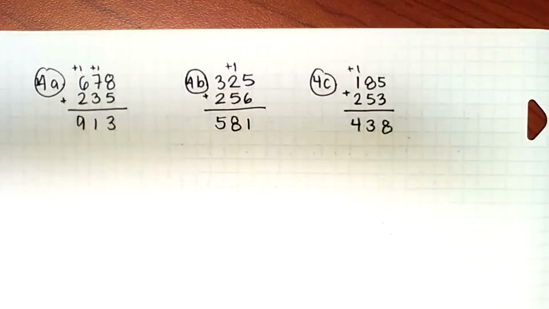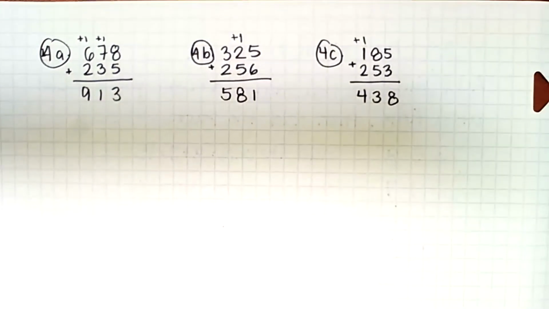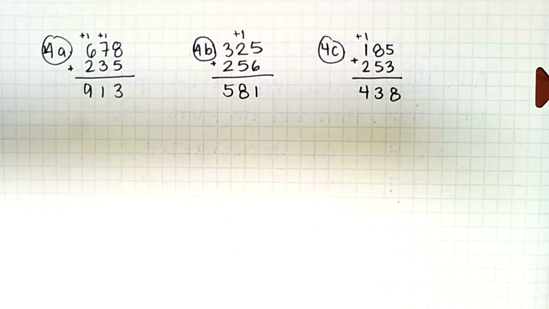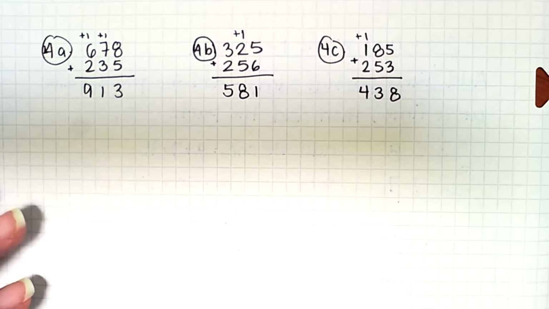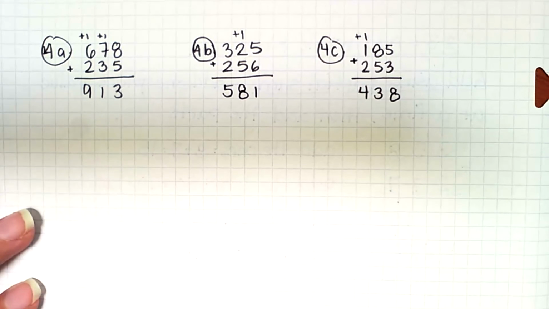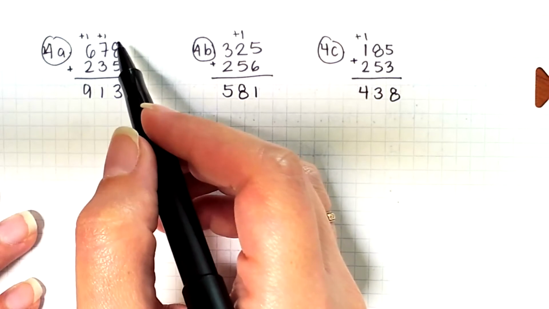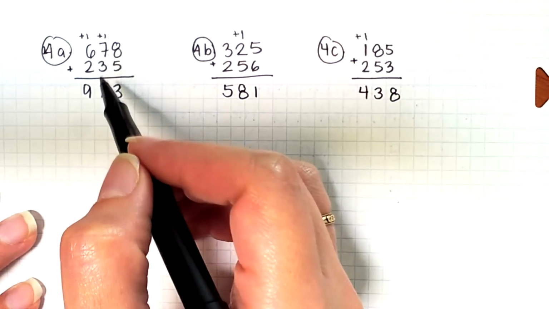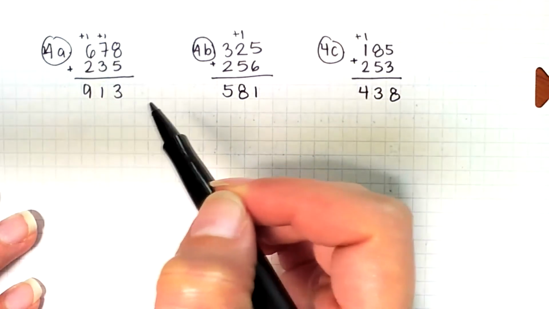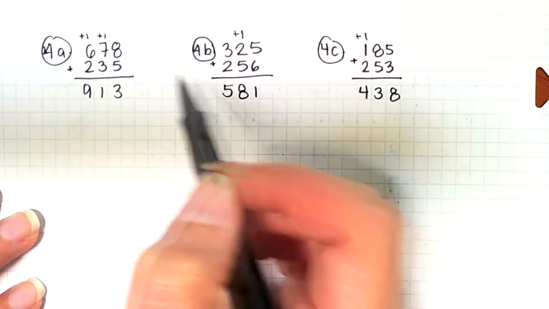And for question number 4, it says find each sum using the strategy of your choice. So I prefer doing it using the standard algorithm, the regular set of steps. So I stacked my numbers in place value order. The ones are on top of the ones, the tens on top of the tens, the hundreds on top of the hundreds. Always, always stack them in order.